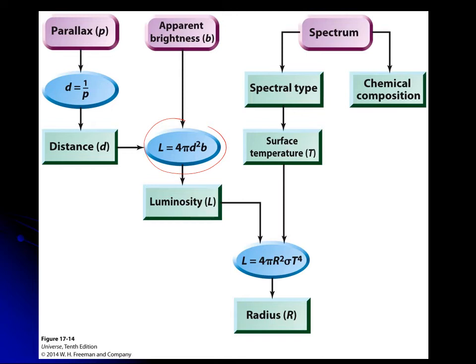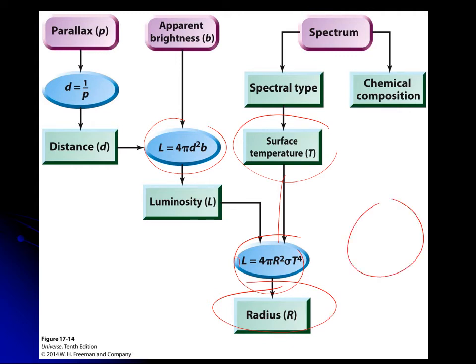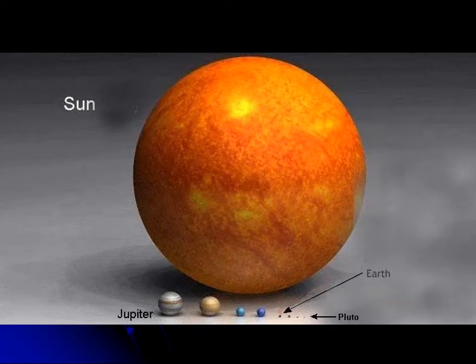Luminosity, with the spectrum or the B minus V, that would give you the temperature. So that plugs in here. We know the size of the star. We can solve for radius. In other words, the radius of a star tells you how big it is. And so we can now figure out how big stars are.